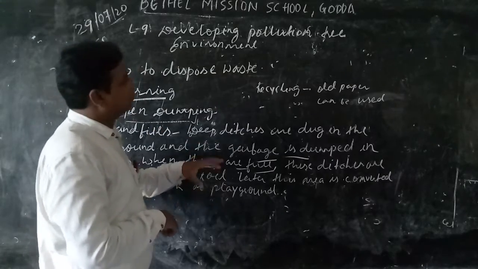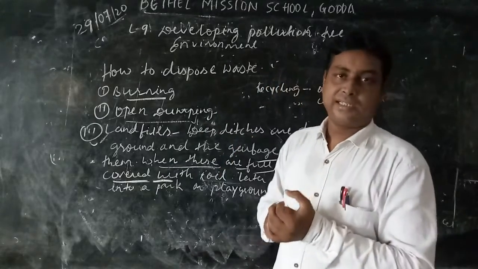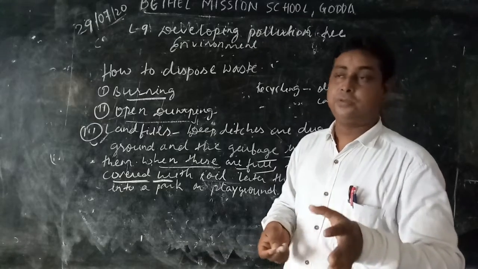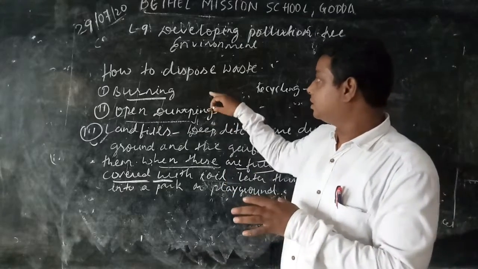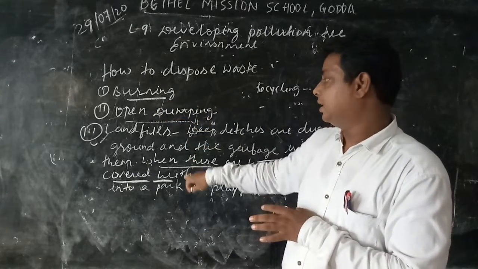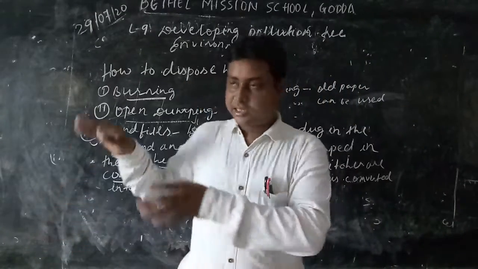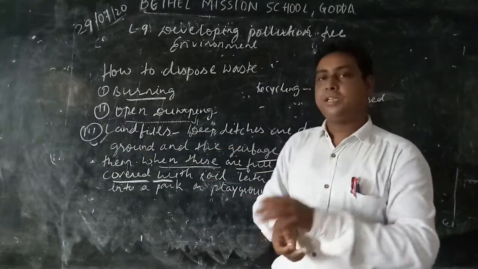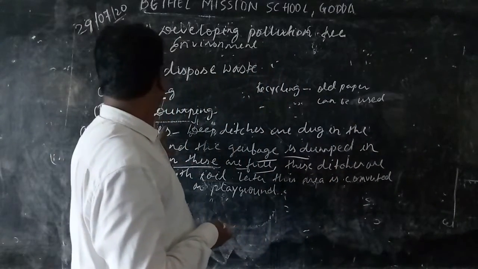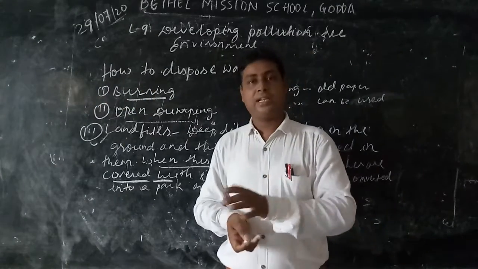So you have understood all these things. You understood biodegradable and non-biodegradable materials, and you also understood how to dispose of waste. I told you that waste is disposed of by the following ways: burning, open dumping, landfills, and recycling. These are the processes by which we can dispose of waste. Understand? I think you understood nicely.